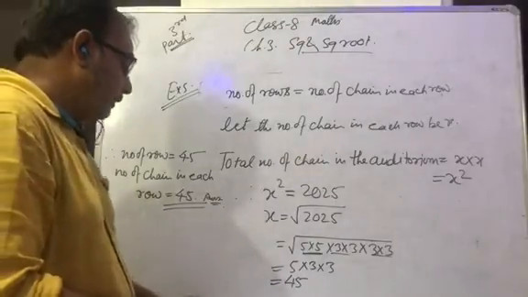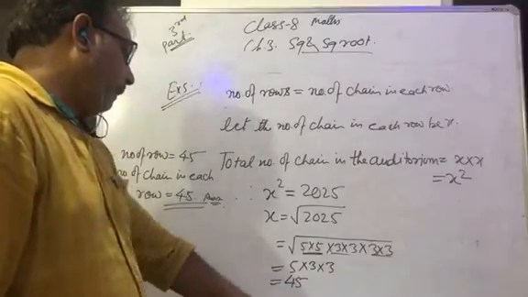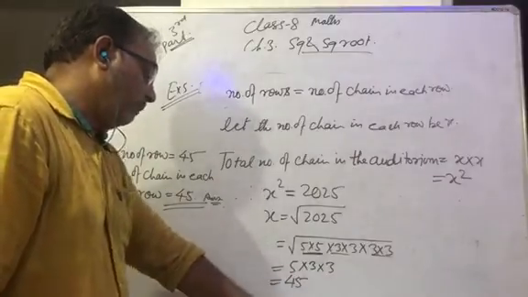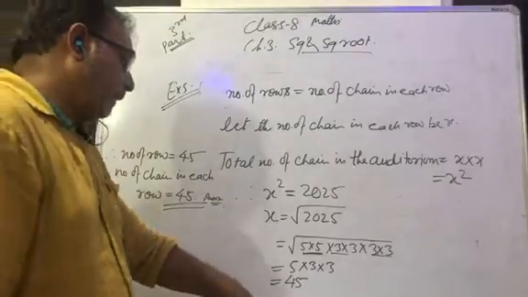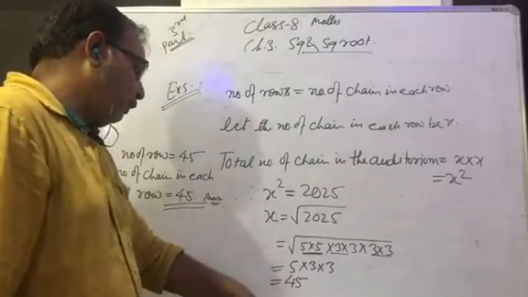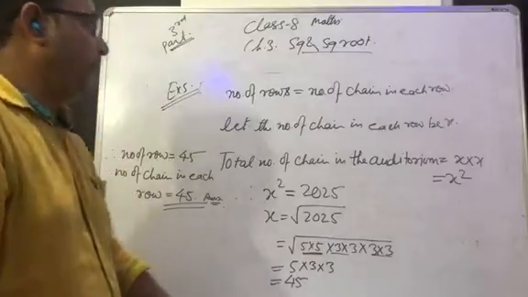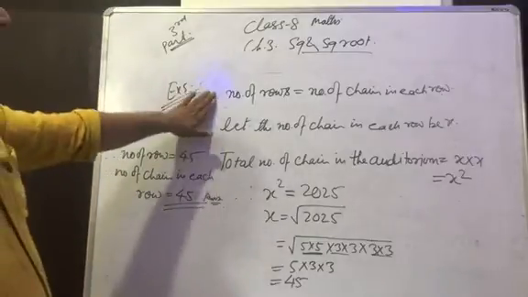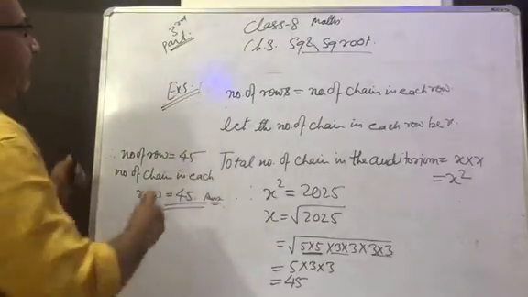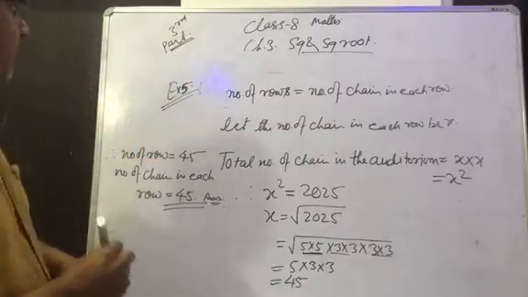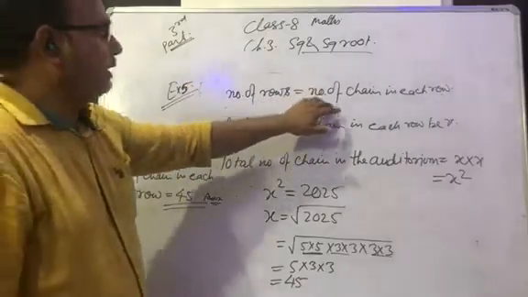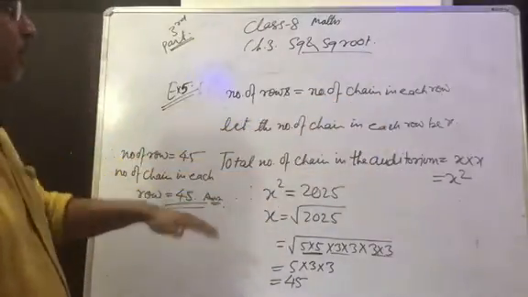I repeat the question. In an auditorium, the number of rows is equal to the number of chairs in each row. If the capacity of the auditorium is 2025, find the number of chairs in each row. This is given here. This is example number 5. You can check it on page number 50 also. The number of rows is equal to the number of chairs in each row.